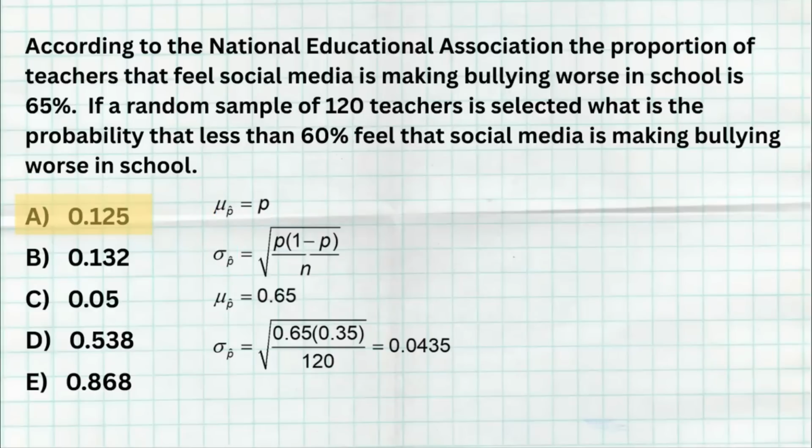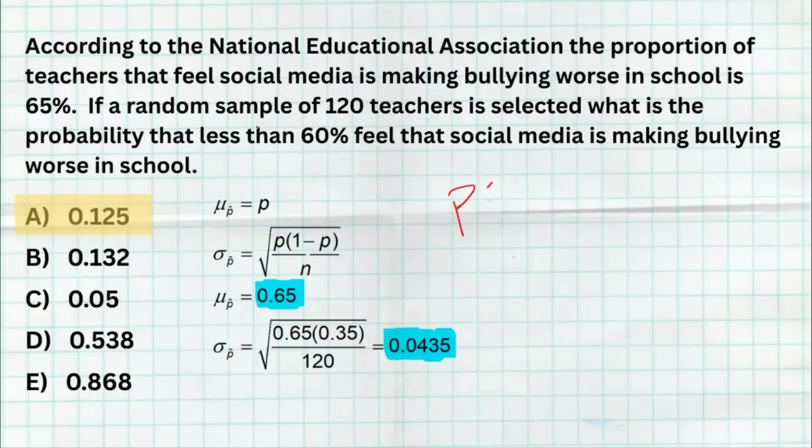So filling in everything that we know, the population proportion is 65%, which means that would be the center of our sampling distribution. But we also know that samples are certainly going to vary. Some can be more, some can be less. So when we do the math, we get 0.0435 for the standard deviation of that sampling distribution. Now we have to actually answer the question.